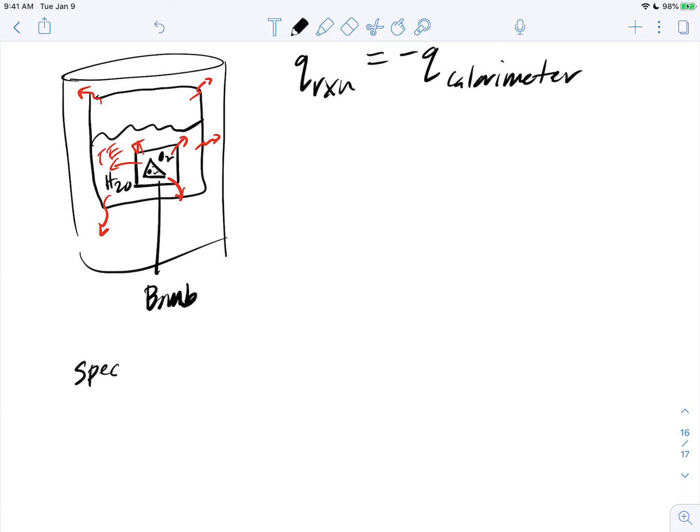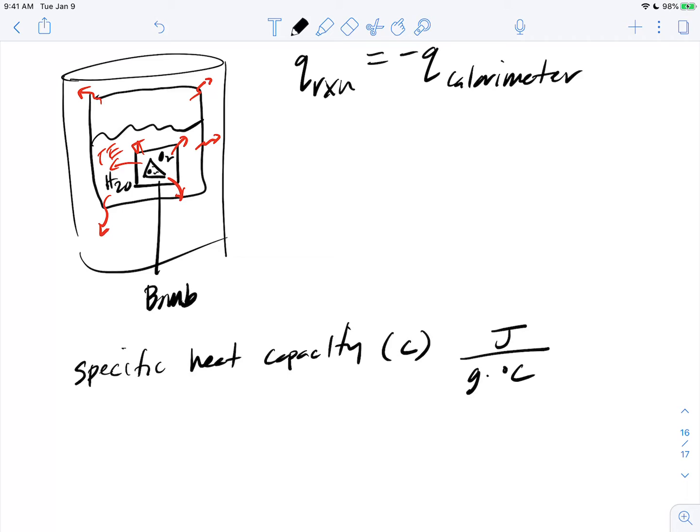So specific heat capacity is given as a little c, and that has units of joules per gram times degrees Celsius. So for example, the specific heat capacity of water is 4.184 joules per 1 gram times 1 degree Celsius. So what this is saying is that it required 4.184 joules to raise 1 gram of water 1 degree Celsius.